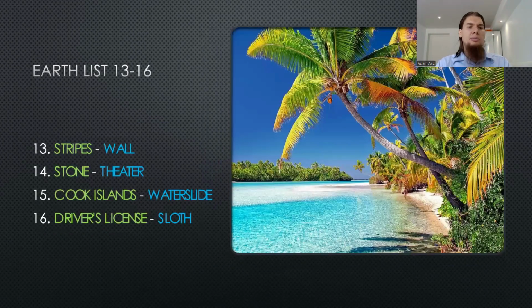Number 13 is stripes. Number 13 of our new list is wall. We could see American stripes painted on a wall.